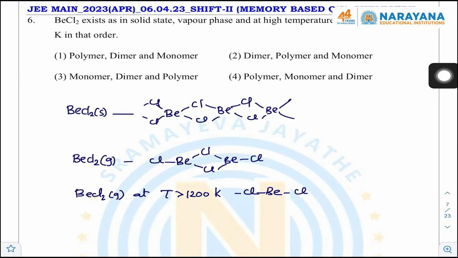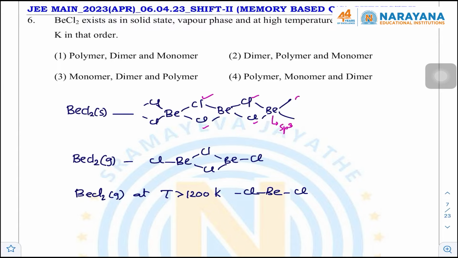Next, very simple question from S block. BeCl2 exists in solid state, vapor phase and at high temperature of the order of 1200 Kelvin. So what are the forms they have asked for beryllium chloride? In solid state, it is a polymer. Chlorine acts as the bridge ligand here. The coordination number of beryllium is 4 and hybridization is sp3.